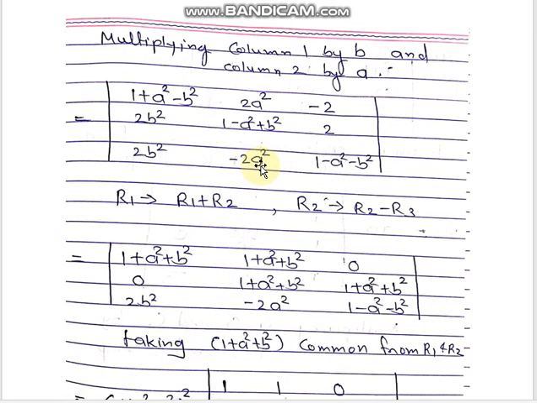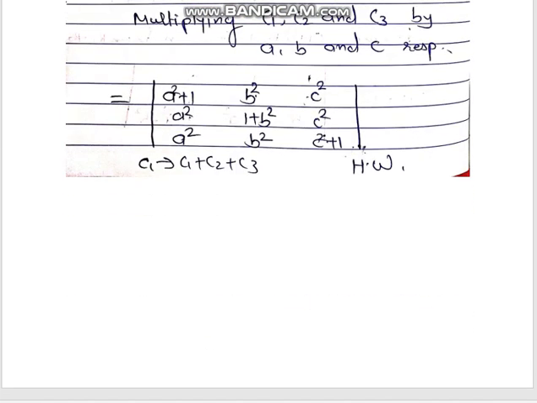So we'll get here 1 plus a square plus b square. Now 2b square minus 2b square is 0. Then subtracting minus 2a square from this will give you 1 plus a square plus b square. Here 2 minus 1 minus a square minus b square will give you 1 plus a square plus b square. Now here you can see that we can take 1 plus a square plus b square common from row 1 and 1 plus a square plus b square from row 2.